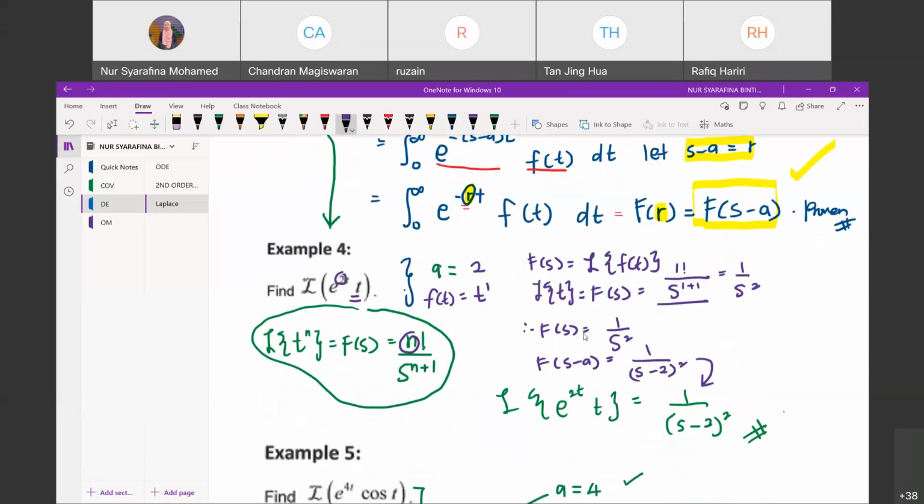All right, try example 5 here. This one, try example 5: e to the 4t cos t.